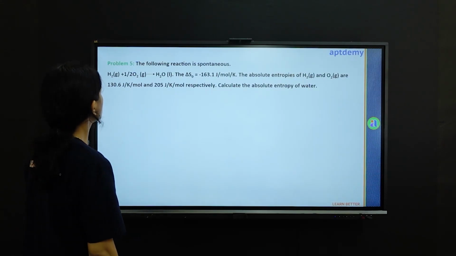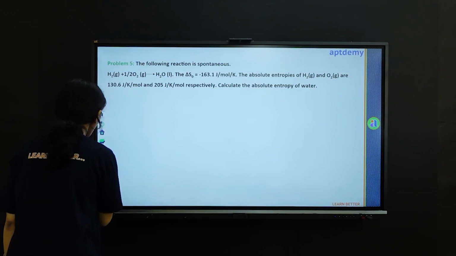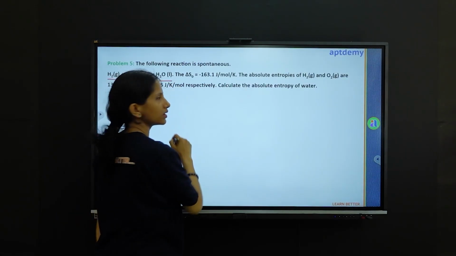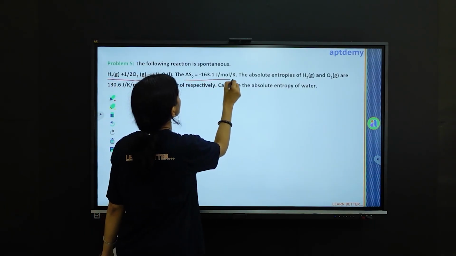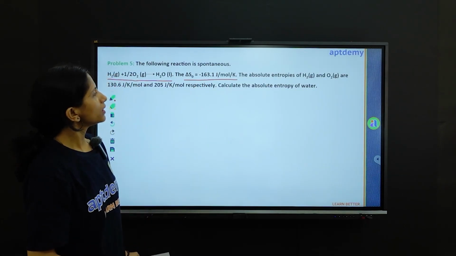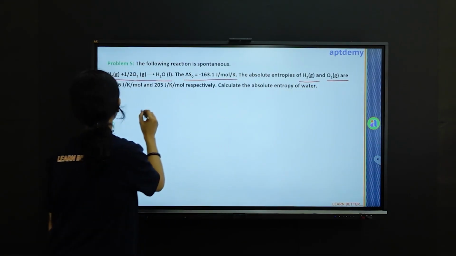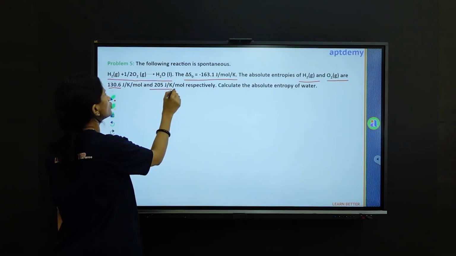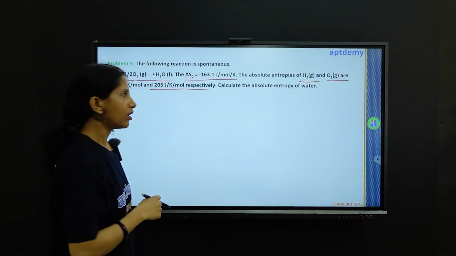Problem 5 is asking about the following reaction, which is spontaneous. A reaction has been given in this problem, that is H2 plus half O2 giving you H2O. Delta S0 is given as minus 163.1 joule per mole per Kelvin. The absolute entropies of H2 and O2 gas are also given as 130.6 joule per Kelvin per mole and 205 joule per Kelvin per mole respectively, and they are asking to calculate the absolute entropy of water.